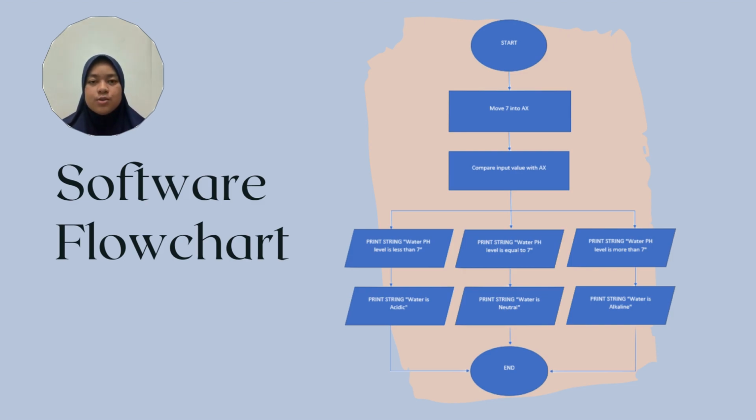The last condition is when the input value is greater than 7. 2 lines will be printed to indicate that the water is alkaline. And then the program will end.